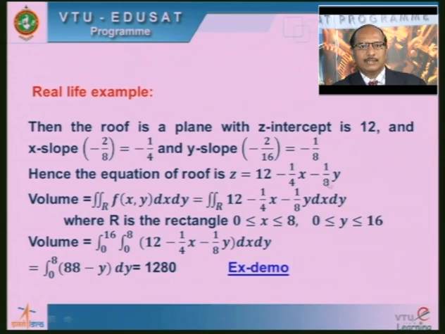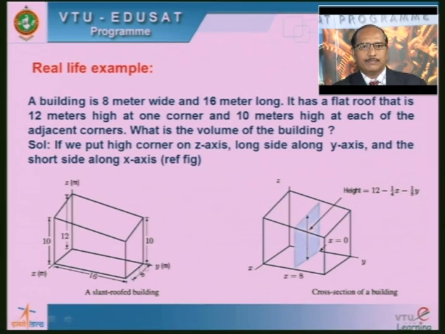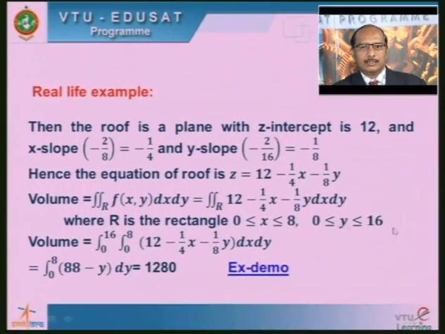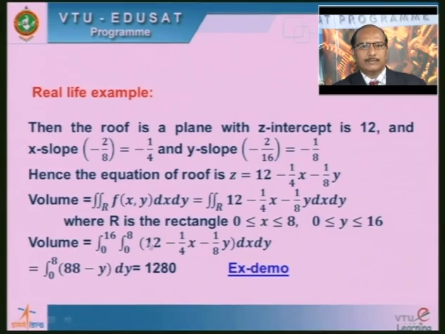So, this gives the volume of the building given in the picture, where R is the rectangular region. From the given dimensions, x varies from 0 to 8 and y varies from 0 to 16. These are the limits of the rectangular region. So, the volume is the integral with y limits 0 to 16, x limits 0 to 8, of the function dx dy. If you integrate with respect to x first, that gives a function of y.